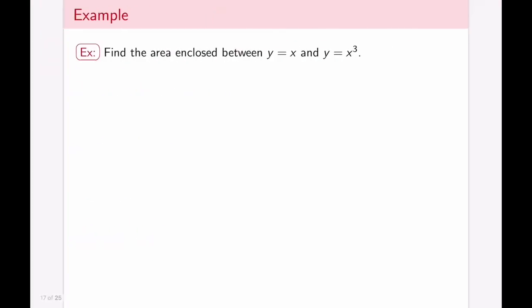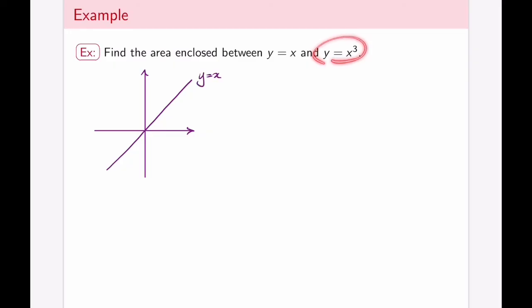What about the area enclosed between y equals x and y equals x cubed? So here, once again, as I recommended, start with a sketch. Otherwise, you won't know which one's the top, which one's the bottom, or how to really perform the calculations. Y equals x is a diagonal line. Let's pretend this is straight. I can do better. There we go. This is my y equals x.